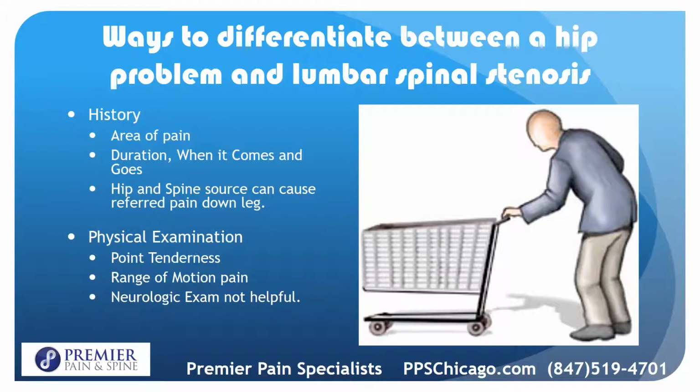Duration, when does it come, when does it go? On physical exam, if you have point tenderness right over the hip joint, that's more in line with hip arthritis. Same thing with range of motion pain. A neurologic exam is not really helpful.